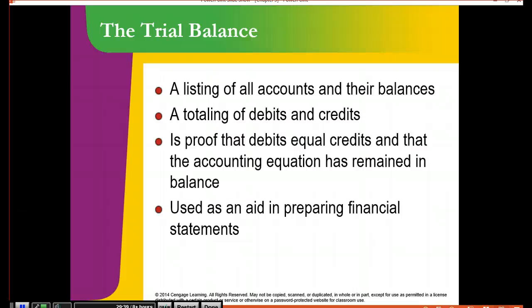Now, what is a trial balance? It's shown there on page 67. It's a listing of all accounts in the ledger and their balances, totaling all debits and credits. It is proof that debits equal credits and that the accounting equation has remained in balance. It's used as an aid in preparing financial statements. Usually, at the end of the period, when we get ready to do financial statements, the first step is an unadjusted trial balance. This one just says trial balance because we haven't got to the adjustments, which we will in the next chapter. But just so you know, it is the unadjusted trial balance.